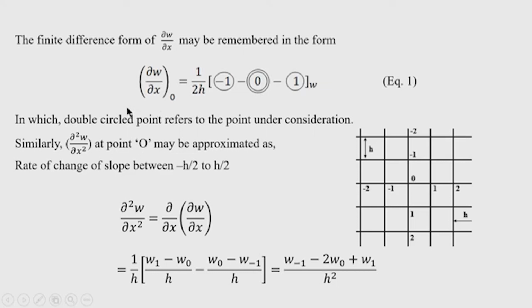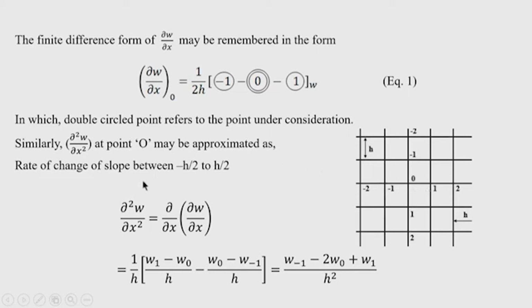Similarly, the second derivative, that is the curvature at point O, can be calculated. I have used the word approximated because the finite difference equations are approximate equations, so these values are approximate. Second derivatives are calculated similarly. The second derivative is nothing but the rate of change of slope between the center of this side, say O minus 1, and the other center, considered O to 1. So between those two points the curvature is calculated.